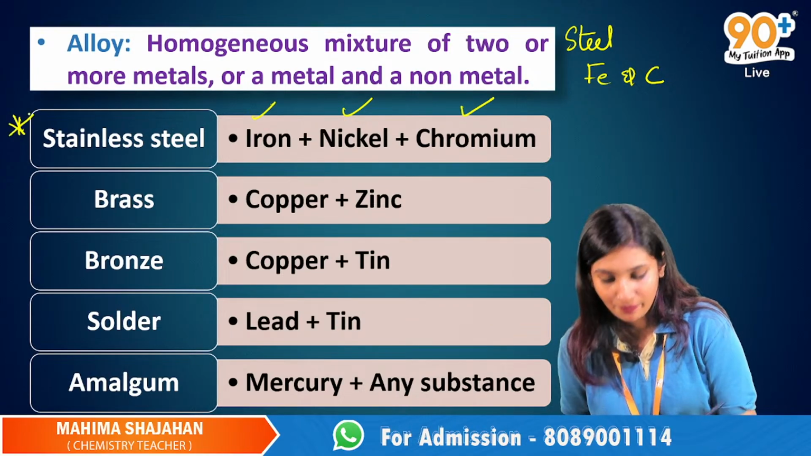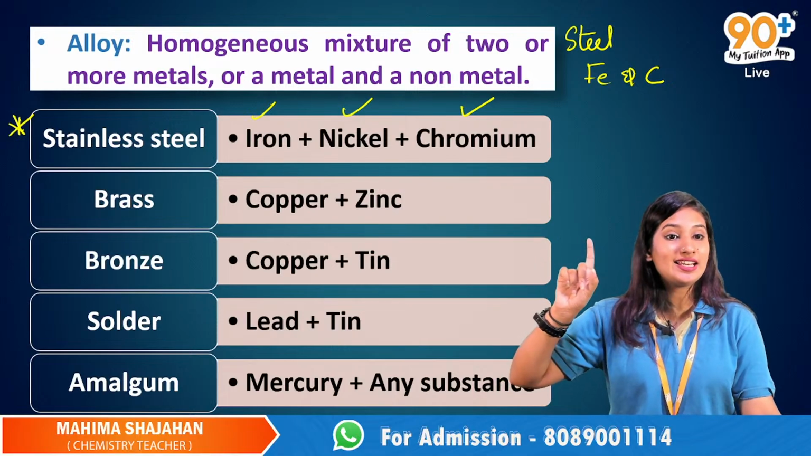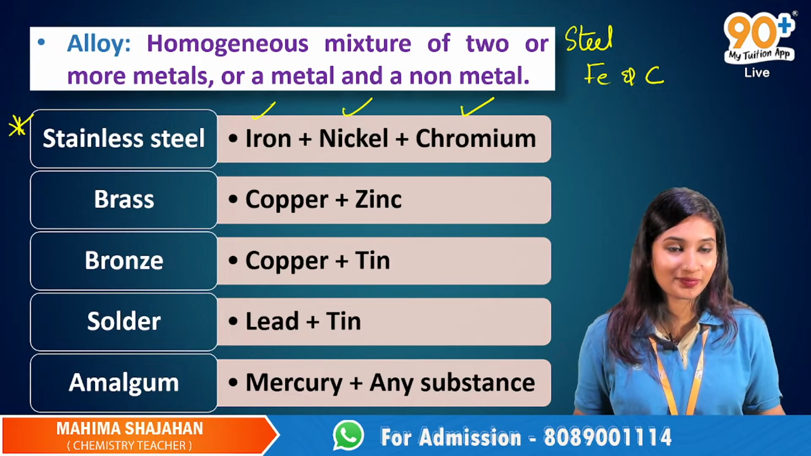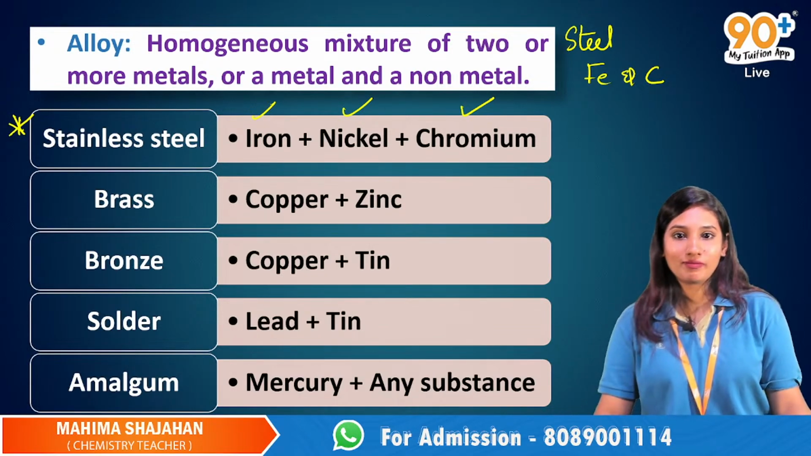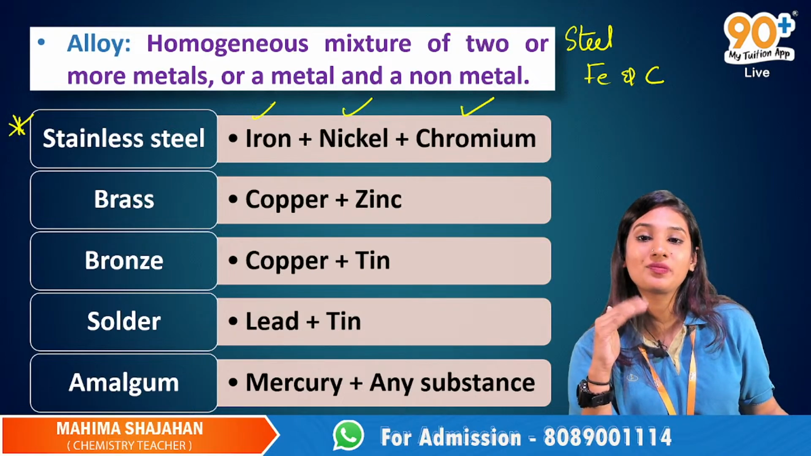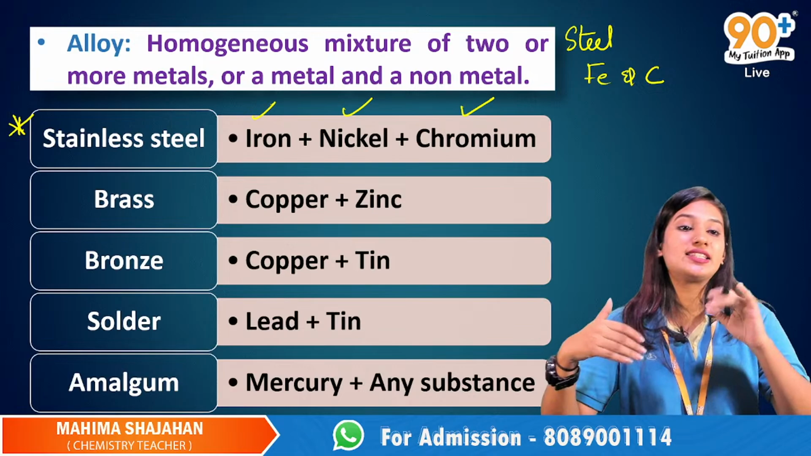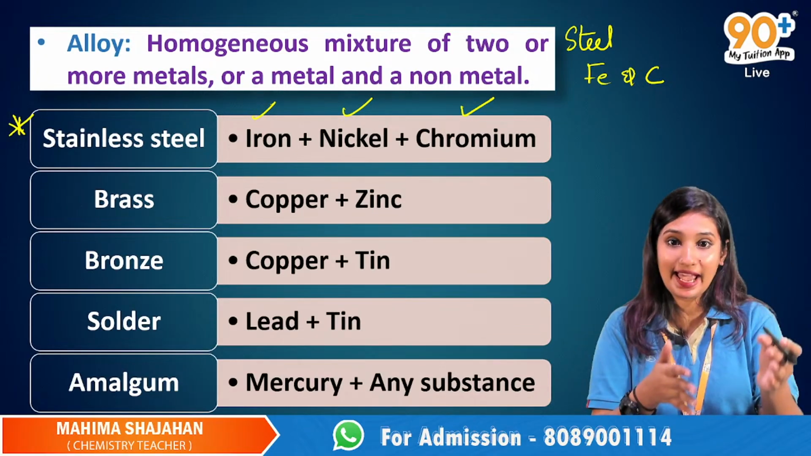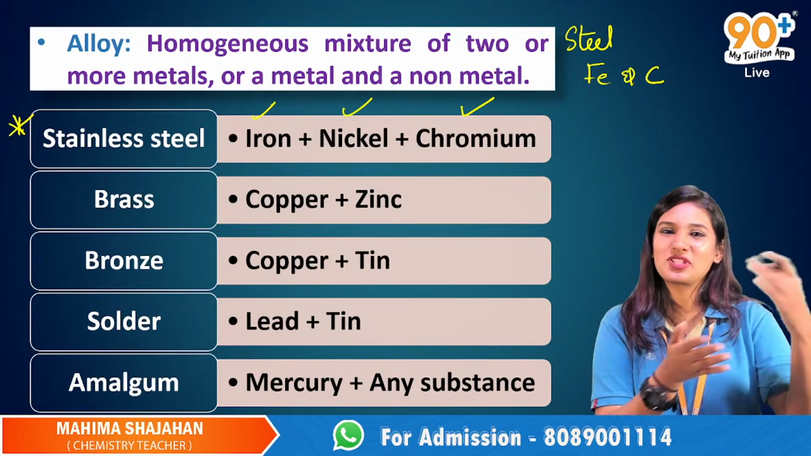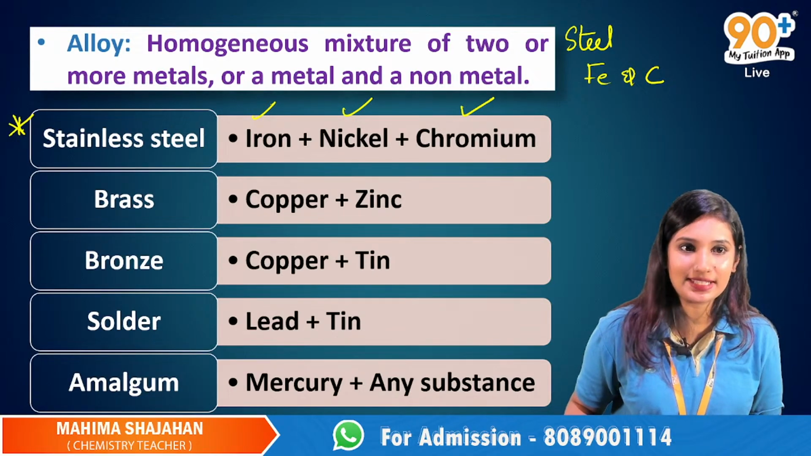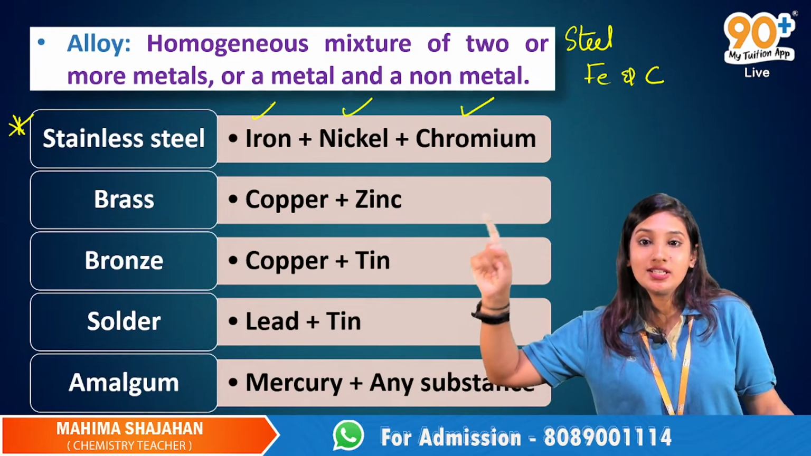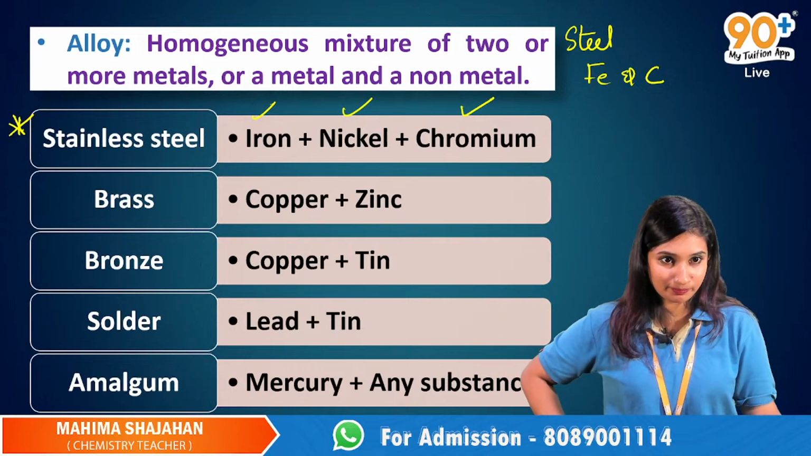What is the importance of stainless steel? It will not rust. You might have seen this in your kitchen. Zinc, you don't have to study that in detail. Instead of iron, zinc is reactive. During galvanization, zinc gets converted into basic zinc carbonate. Yes, stainless steel is a mixture of iron, nickel and chromium.